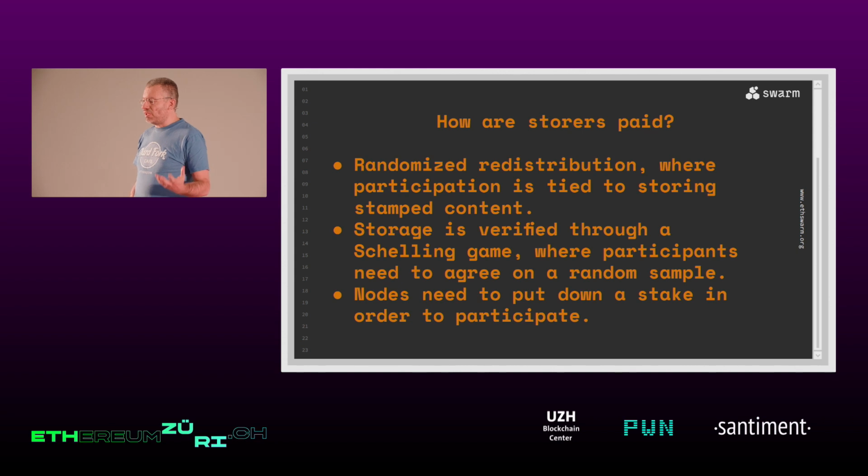So now we have a mechanism of collecting payment from uploaders and marking data that needs to be stored in an unambiguous fashion. And we need to redistribute these funds among the storer nodes. So how do we do it? It's a randomized game where participation is tied to storing stamped content. So if a node is storing what they're supposed to store, then they are going to be rewarded from time to time.